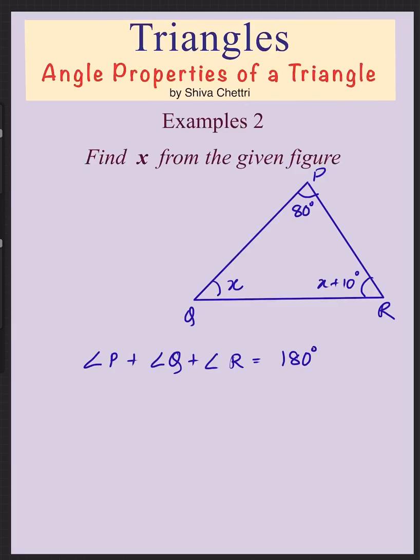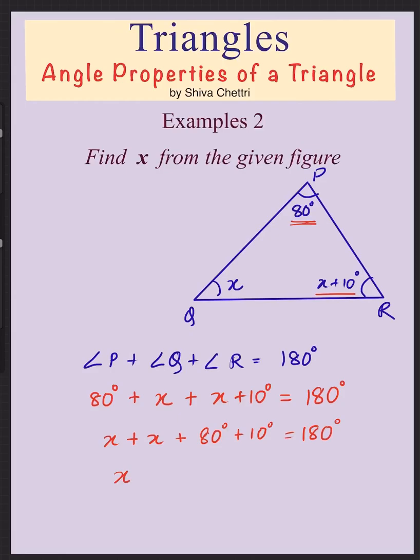180 degrees, right? So angle P is how much? 80 degrees. Angle Q is how much? X. Angle R is how much? X plus 10 degrees, equals 180 degrees, right? Now, as in algebra, we used to segregate the variables and the numbers. Similarly here we'll segregate the degrees and the variables. So I'll write x together, x plus x, and the remaining 80 plus 10 degrees equals 180 degrees.